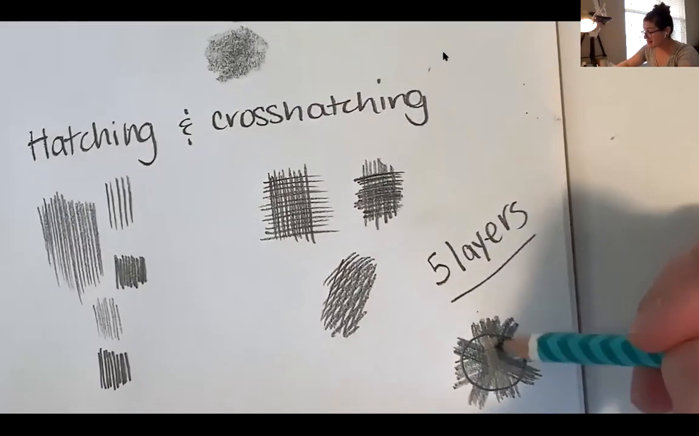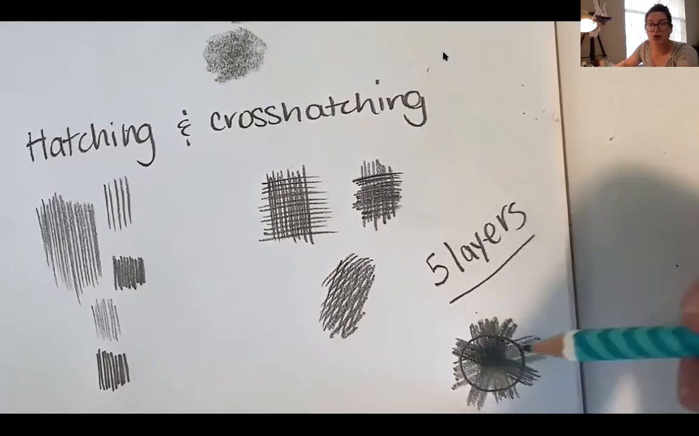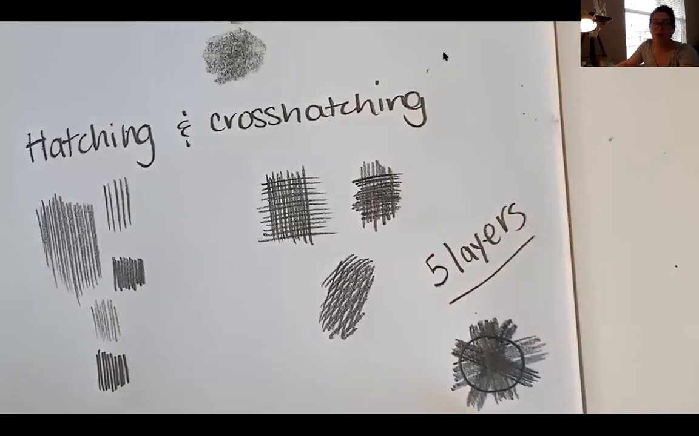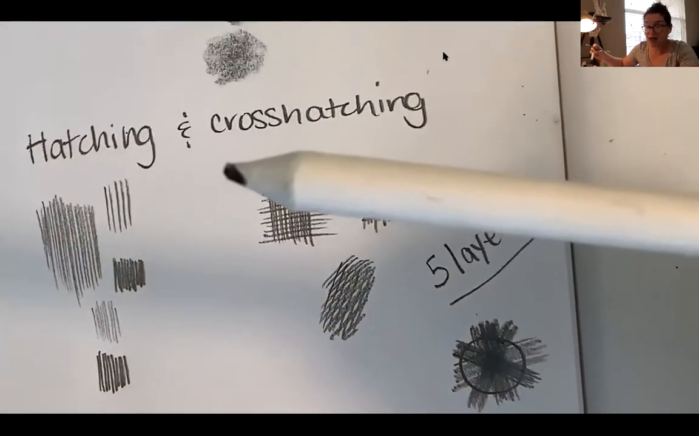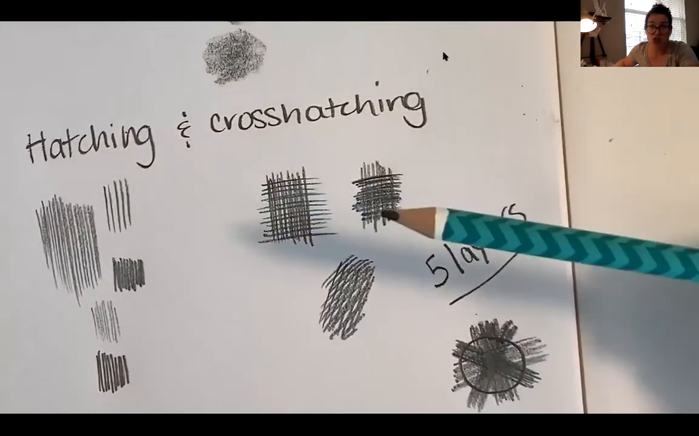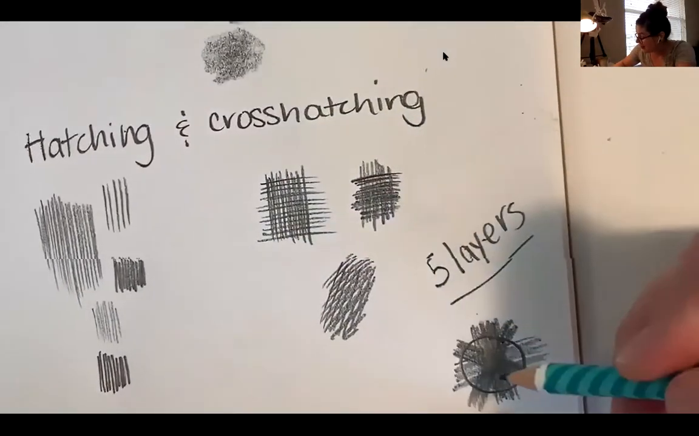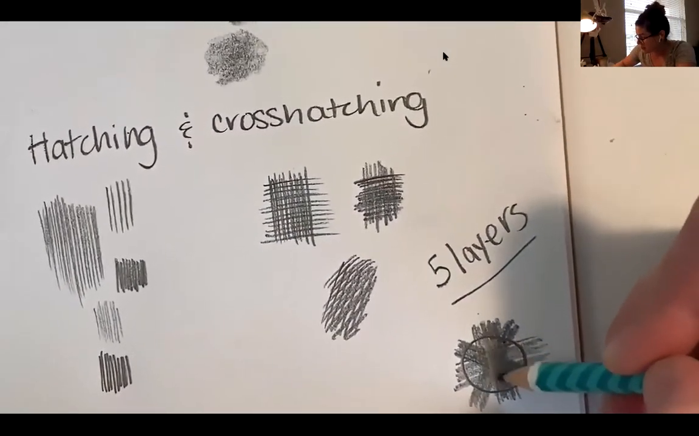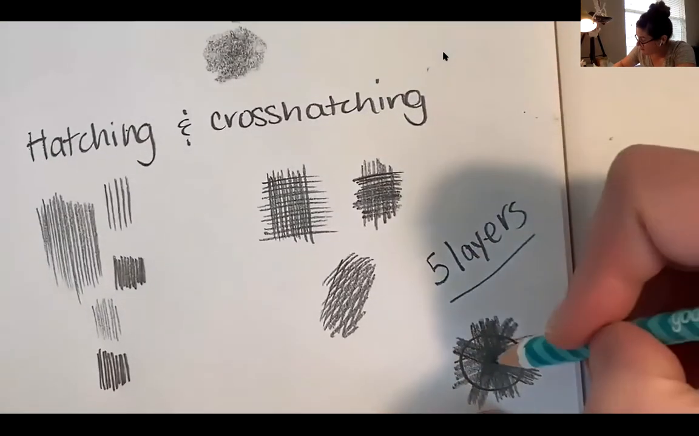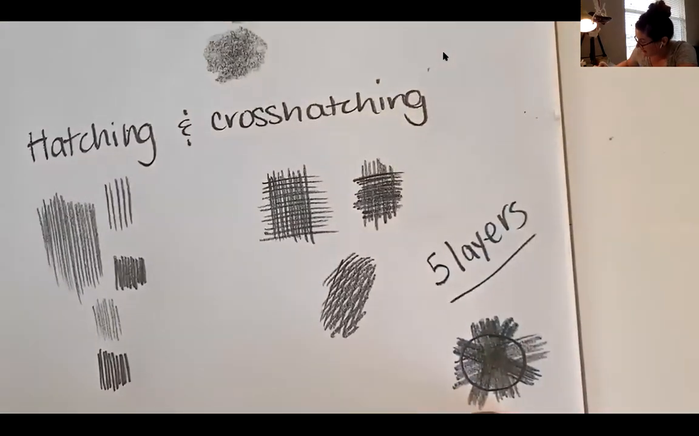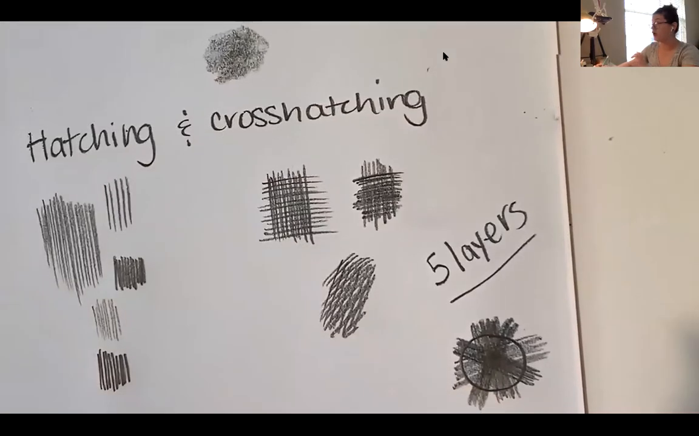So what that tells us is building up layers creates blending without even needing to use a tissue or a blending stump. You can simply blend just with your pencil by allowing those layers to build up over top of each other. And you'll create, again, in the middle of this is that most blended part where they actually overlap.